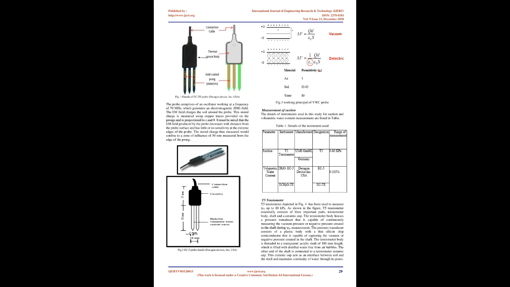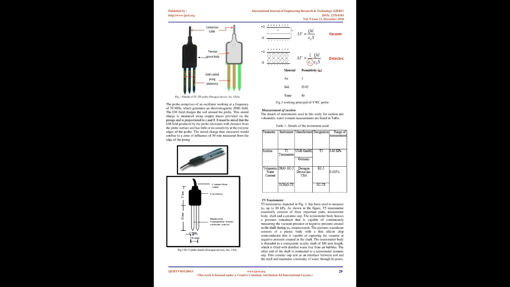The probe comprises an oscillator working at a frequency of 70 MHz, which generates an electromagnetic (EM) field. The EM field charges the soil around the probe. This stored charge is measured using copper traces provided on the prongs and is proportional to ε. It must be noted that the EM field produced by the probe decreases with distance from the probe surface and has little or no sensitivity at the extreme edges of the probe. The stored charge thus measured would be confined to a zone of influence of 50 mm measured from the edge of the prong. Measurement of suction.